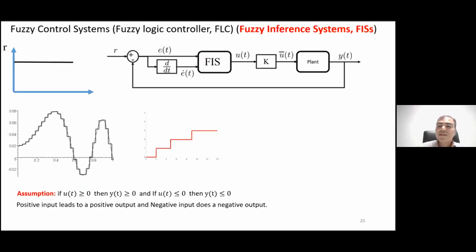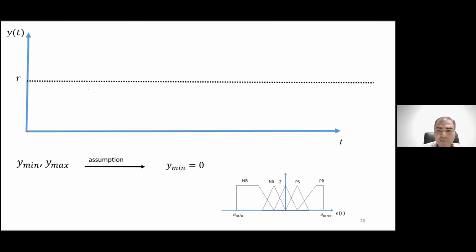First, for the sake of simplicity, we assume that if u is positive, then y is also positive, and if u is negative, then y is negative. Positive input leads to a positive output, and negative input produces a negative output, just for the sake of simplicity. So we already know the minimum and maximum values of y, y sub min and y sub max. Without losing generality, we assume that the minimum value of y is 0 and the maximum value is somewhere, for example, here, greater than r.